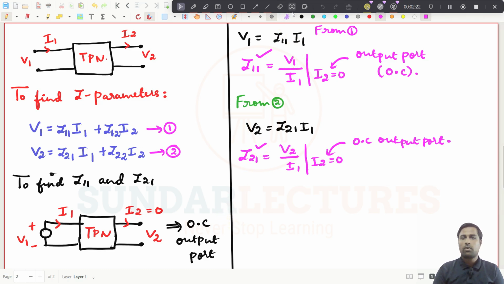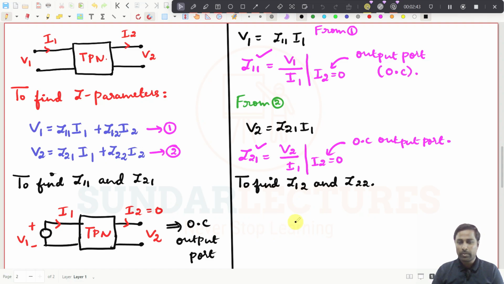Then the next step is to find Z12 and Z22. What you can do now is simple. You excite the output port and you just open circuit the input port. Open circuit the input port.